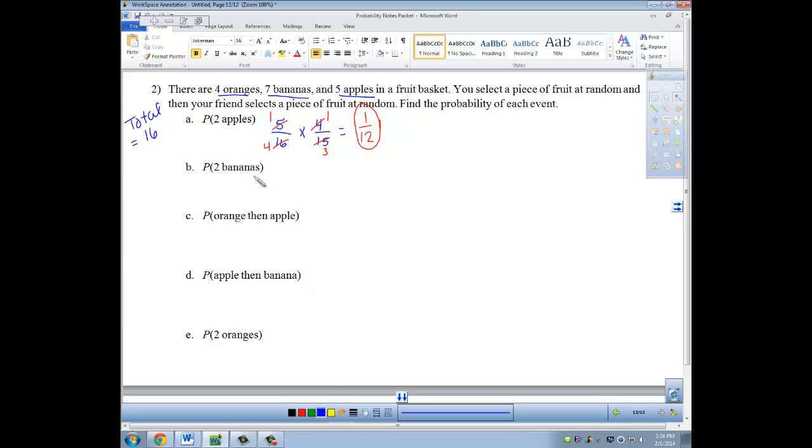Part B, we want 2 bananas. So we start off with 7 bananas out of my total 16. When your friend chooses, there are 6 bananas to choose from with 15 fruit left. Again, we can cross-reduce a little bit. 6 and 16 can both be divided by 2. 6 divided by 2 would give me 3. 16 divided by 2 is 8. I can also reduce my 3 and 15, divide both by 3. So I get 7 times 1 is 7, and 8 times 5 is 40. So my probability is 7 over 40.